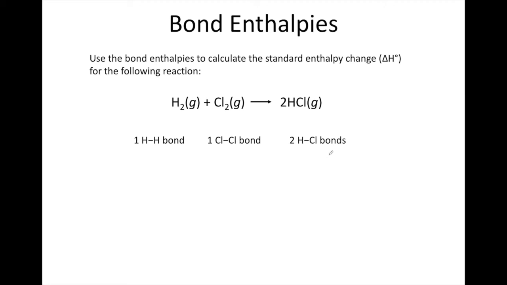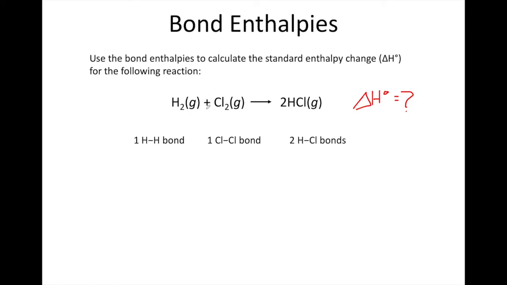So let me give you an example to help illustrate that. It says use the bond enthalpies to calculate the standard enthalpy change for this reaction. So we want to calculate our standard delta H value for this particular reaction here, right? So we've got hydrogen plus chlorine yields 2 HCl. Of course, this is a balanced equation.